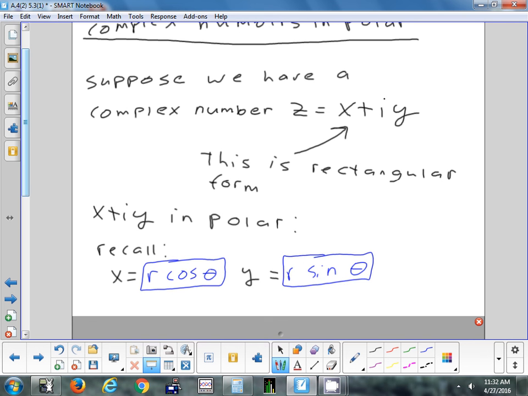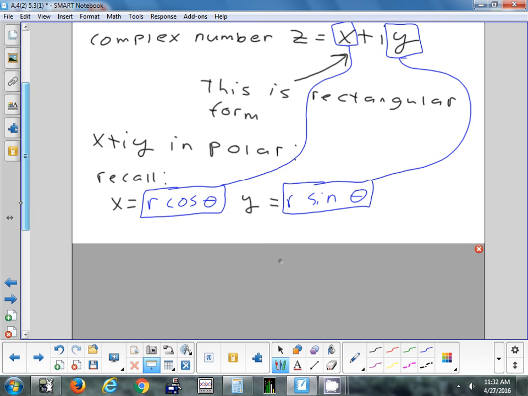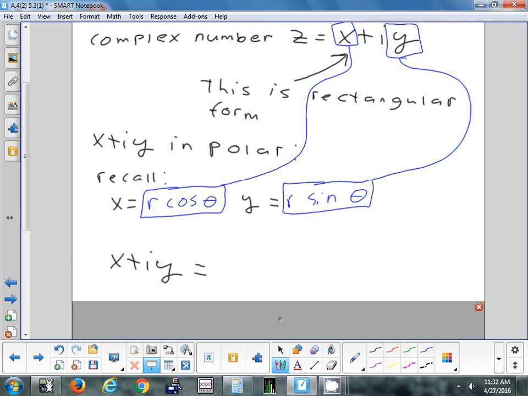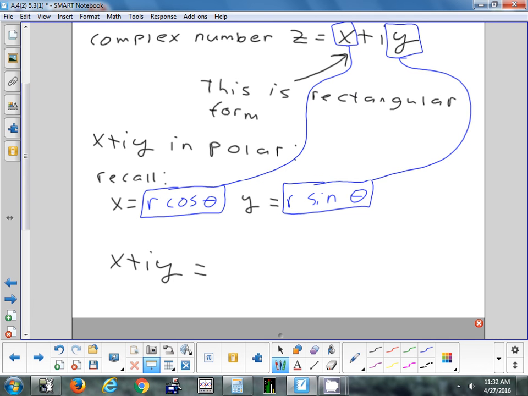So all I need to do to convert a point that's in rectangular form to polar form is take this box, plug it in for x, take this box, and plug it in for y. So that's what I'll do next. Instead of x, I want you to write r cosine theta. Copy down your plus sign from up above. Copy down i, we're not changing i. And now fill in y, r sine theta.